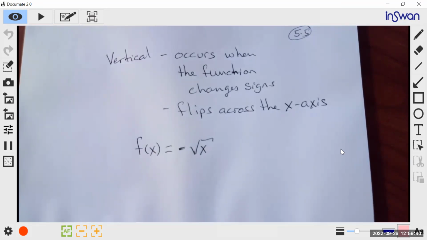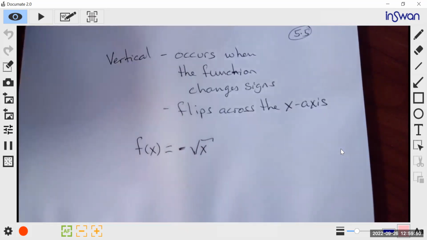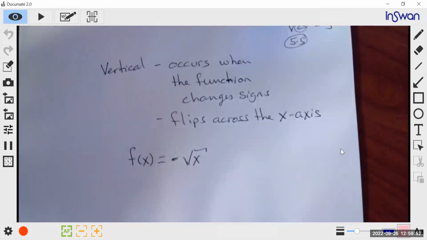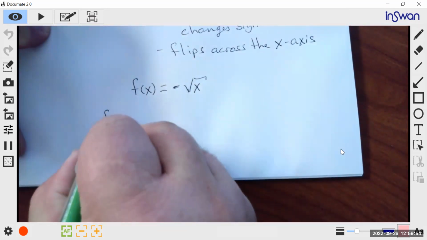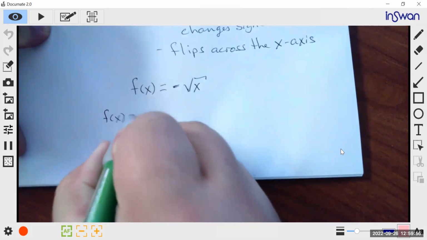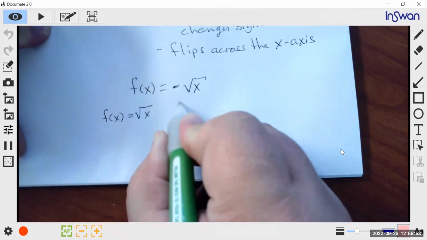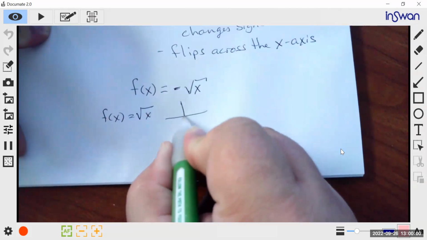Okay, there's a negative sign. Is it inside the function or outside the function? It's outside. Since the negative's outside the function, it's a vertical flip. The original function is square root of x. That's like this.